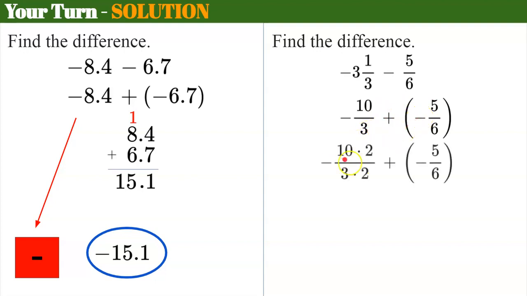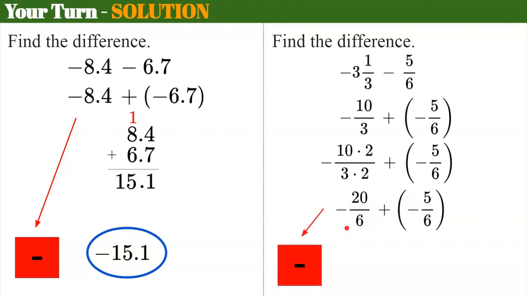But I'm still going to make note here that I'm going to have a common denominator of 6, so I need to multiply both the numerator and the denominator of the first fraction by 2. Let's multiply. 10 times 2 is 20 over 6. Same sign, so I know that my answer is going to be negative. So I'm going to keep my denominators, but just add my numerators. 20 plus 5 is 25.